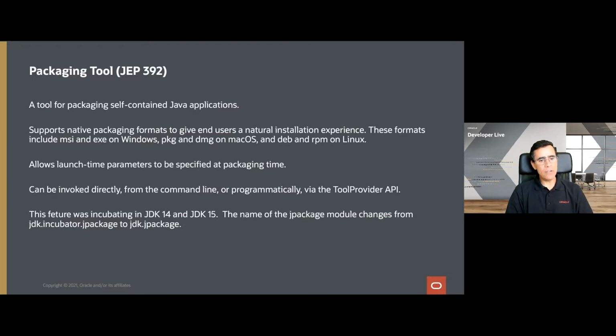Using this new packaging tool, you can create an installer that will wrap your application plus the runtime, or you can even use a smaller version of the runtime if you choose to use JLink, into something that looks and behaves like a native installer for each platform. So you can do an MSI installer for Windows, or a DMG for macOS, or an RPM or Debian package for Linux.